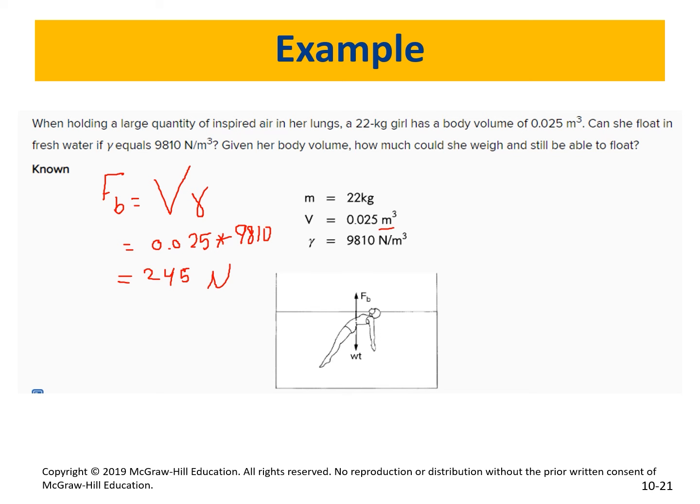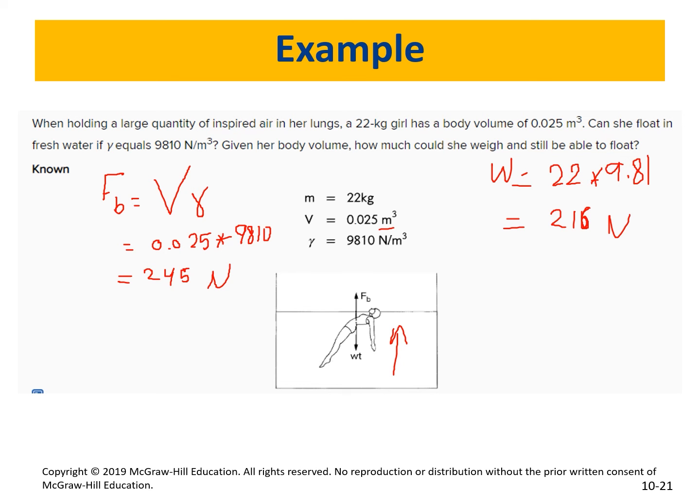Now, how much is the weight of the girl? The weight of the girl should be 22 multiplied by 9.81. How much is that? About 216, and what is the unit? Newton, right? Now here's the thing: the buoyant force is pushing upward, always, and the girl's weight is 216, which is smaller than the 245, so she will float. Make sense? Because the force up is larger than the force down.